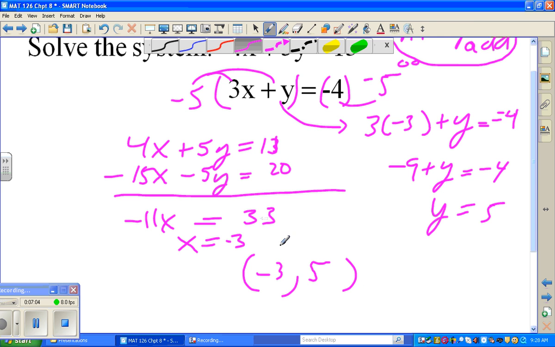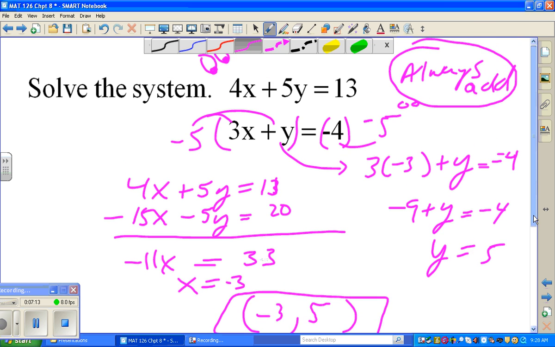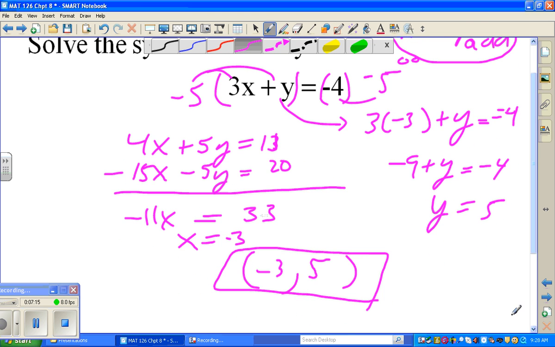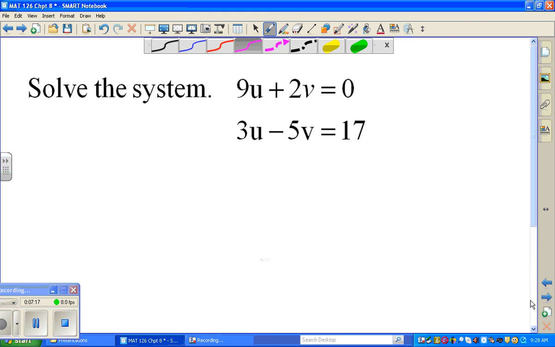Yes, people lost points on their final because they didn't write it as an ordered pair. You lose 1 point for not following directions. You lose half a point if you drop any units of measure. Okay? That's the elimination method. Nice, neat, and fun. Really a breath of fresh air without using the calculator.